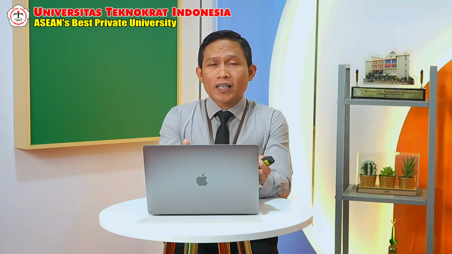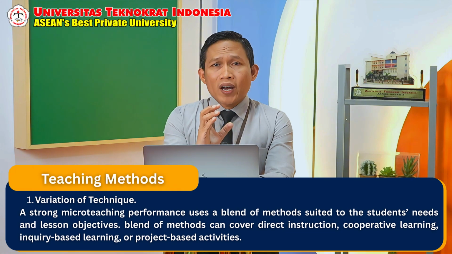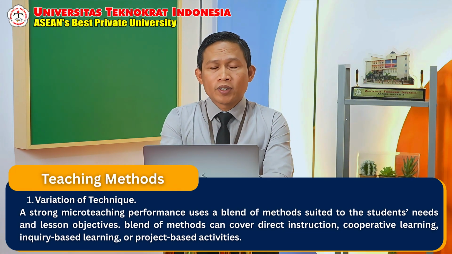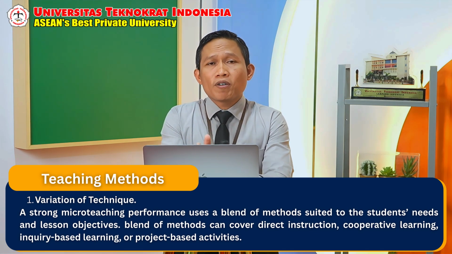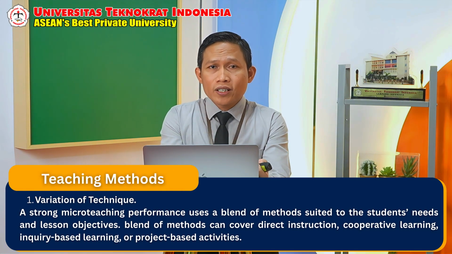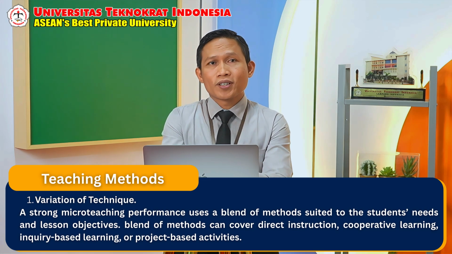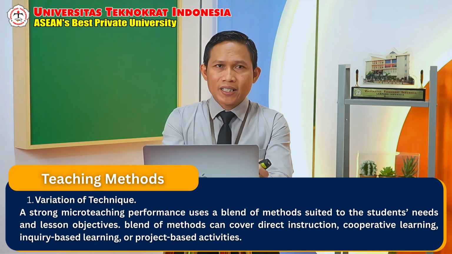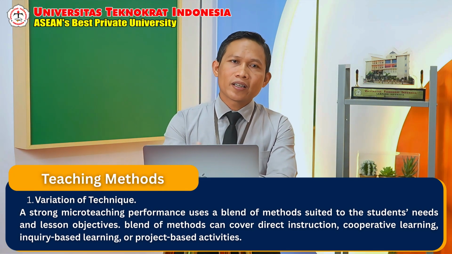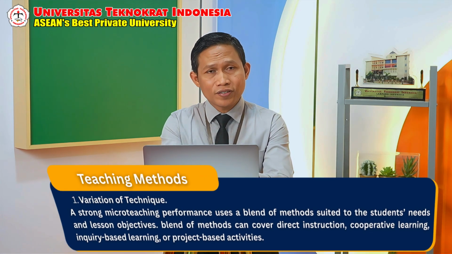This criterion has three key elements. Number one is variations of techniques, teaching techniques, I mean. So a strong micro-teaching performance uses a blend of methods suited to the students' needs and lesson objectives. Here, a blend of methods can cover direct instruction, cooperative learning, inquiry-based learning, or project-based activity.